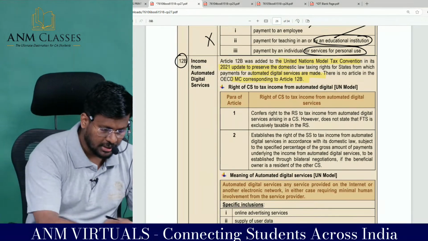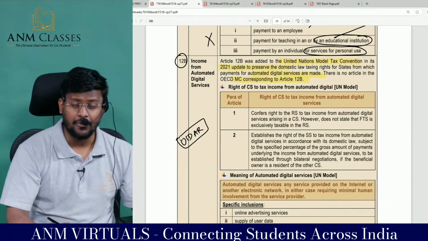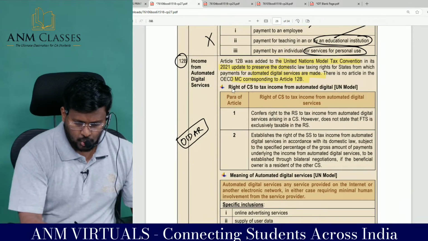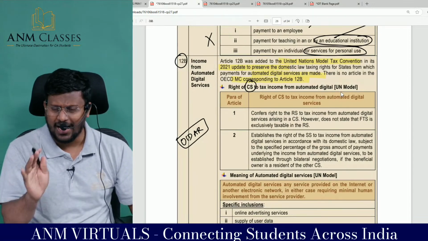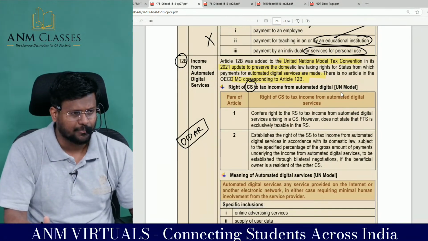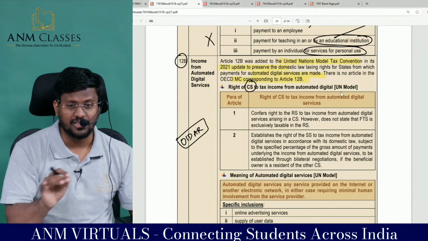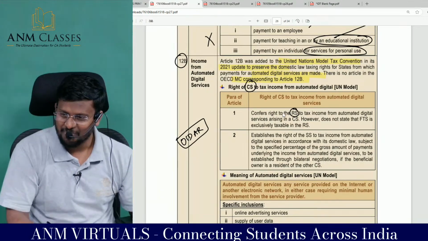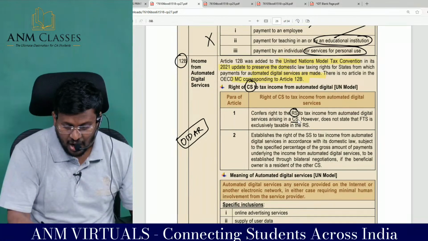Automated? Have you heard about OIDAR? Online information data access or retrieval services. Right? So, the right of the contracting state to tax income from automated digital services in the UN model. As for the UN model, where will they keep it? Initially they may say that the resident state has the right, but full stop, and then they will say "however". So it confers the right on which state? To tax the income from automated digital services arising in a contracting state.